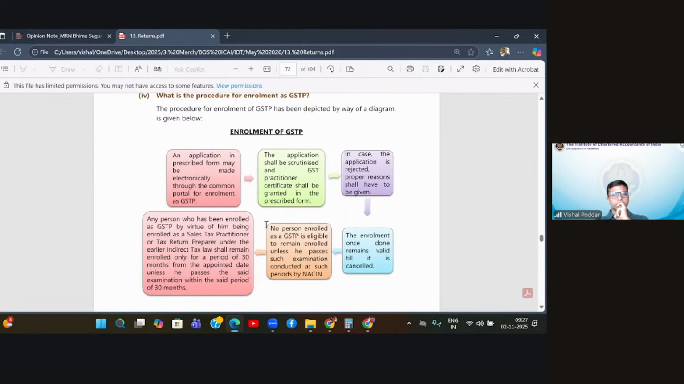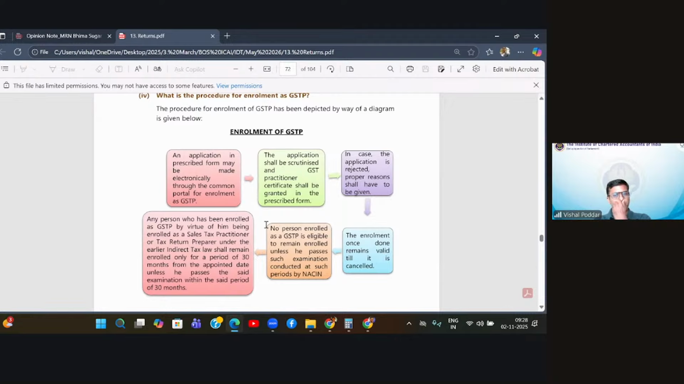No person enrolled as a GSTP is eligible to remain enrolled unless he passes such examination conducted at such periods by NACIN. Now this exam has been discontinued. So it was there for the first 2 years. Then they felt it is not required, so they have discontinued it.